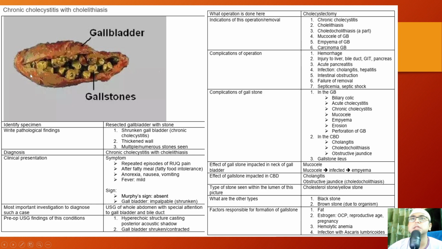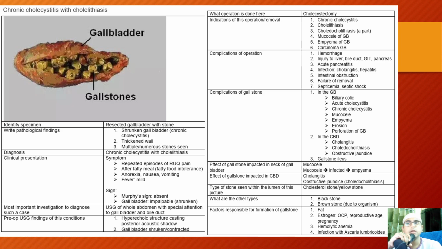So this is the pathological specimen of the resected gallbladder with stone in the gallbladder. So what you can see, the wall is distended, edematous and thickened, and multiple numerous stones are seen within the lumen. And the diagnosis, chronic calculous cholecystitis, that means cholelithiasis. So we can see it as a calculous cholecystitis.